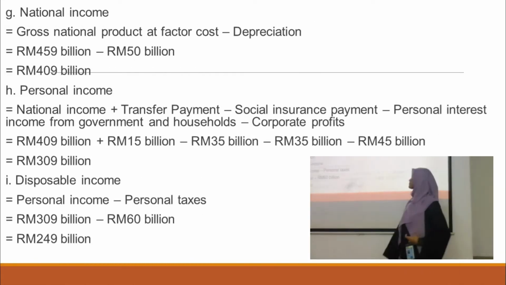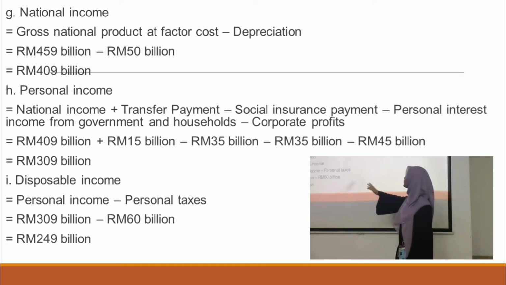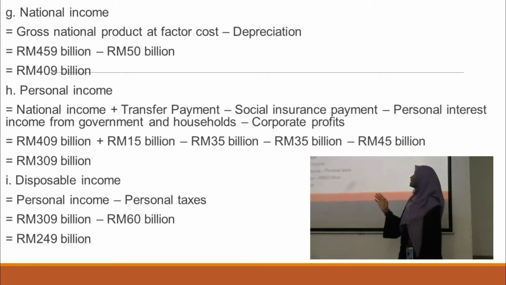Next, for national income, you can see the formula: gross national product at factor cost minus depreciation. 459 billion minus 50 billion.